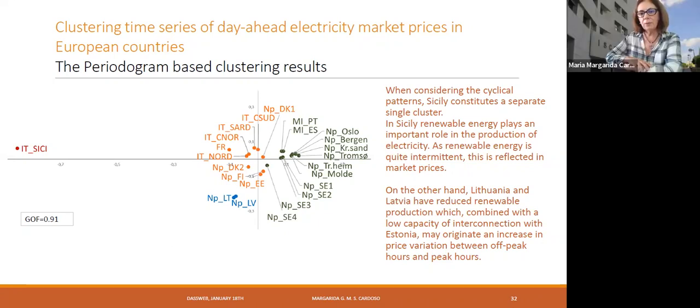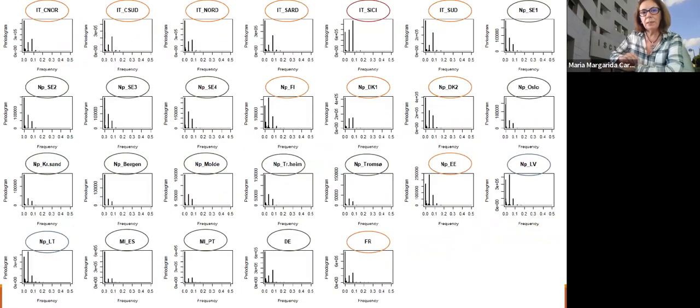Considering the cyclical patterns, we end up with 4 clusters. Sicily now is a single cluster, and Latvia and Lithuania also constitute an isolated cluster. So we know that they have reduced renewable production, which combined with the low capacity of interconnection with Estonia, which is nearby, may originate an increase in price variation between the off-peak and peak hours, which can justify this output. Finally, these are, of course, the periodograms which are pictured here. And we can see, for instance, Sicily here with a different pattern from the other ones.